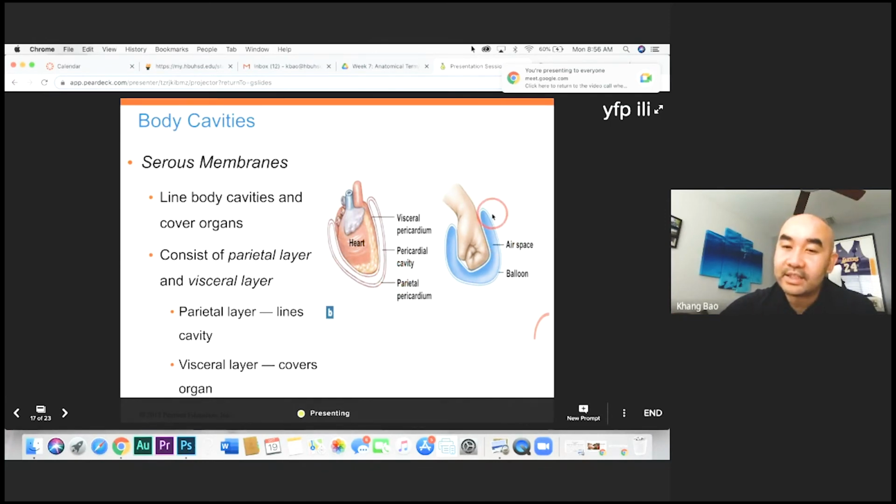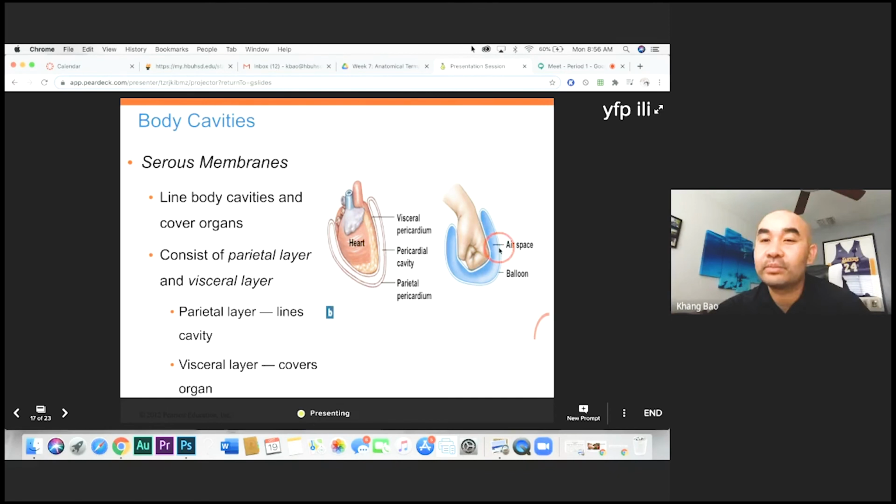Think of the layers like this, a balloon, right? When you have a fully inflated balloon and you press it down, you will see that it creates two layers. So a cavity is a double layer, and the job is to make sure that the organs are protected from shock and allow the organ to move around. And that is the serous membrane layers that surround the cavity.